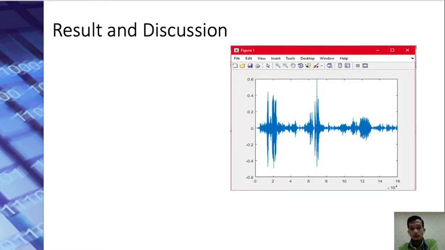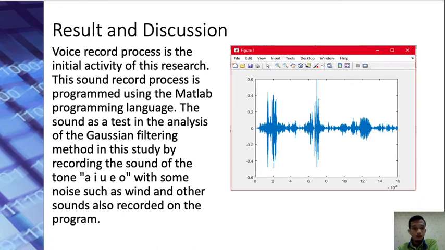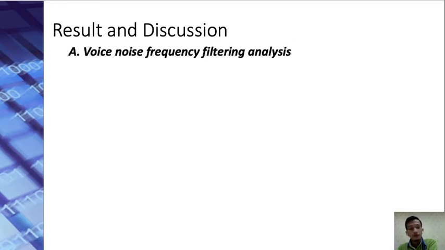Result and Gaussian. This is a frequency figure. This is the sum of tests in the analysis of the Gaussian filter method in the study according to the sound tones A, I, U, E, O with some noise such as whine and other sounds also recorded on the program. The first step, voice noise frequency filter analysis.